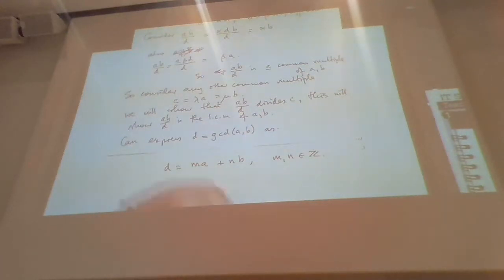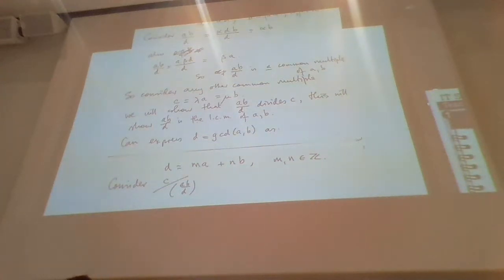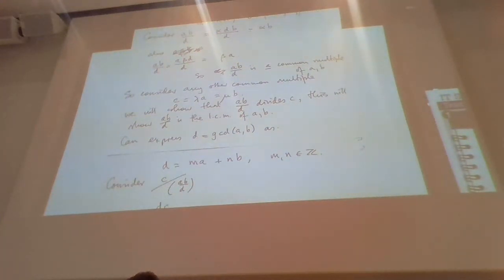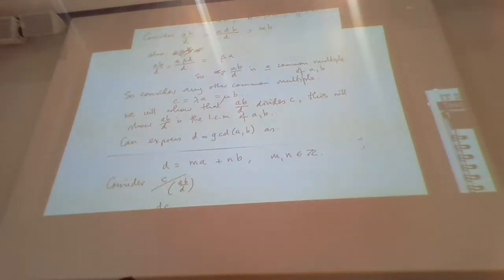And what we're going to do is consider the quantity C divided by AB over D. Remember, we just declared we're trying to show that AB over D divides C. So we're going to divide C by AB over D and demonstrate that the result is an integer. Because if we can show that C divided by the thing in brackets is an integer, that means the thing in brackets divides C. Now, just to tidy this up as a fraction, this is, of course, DC over AB.